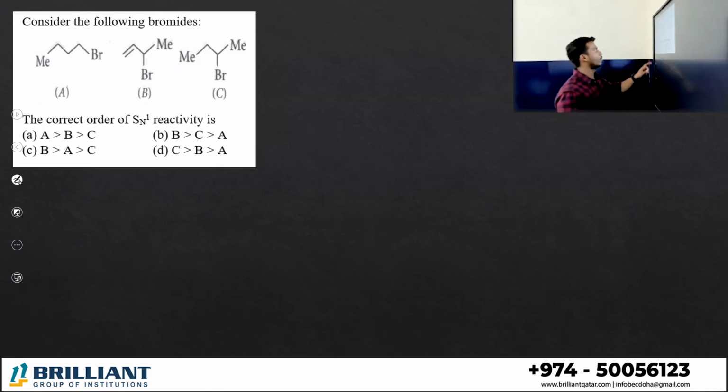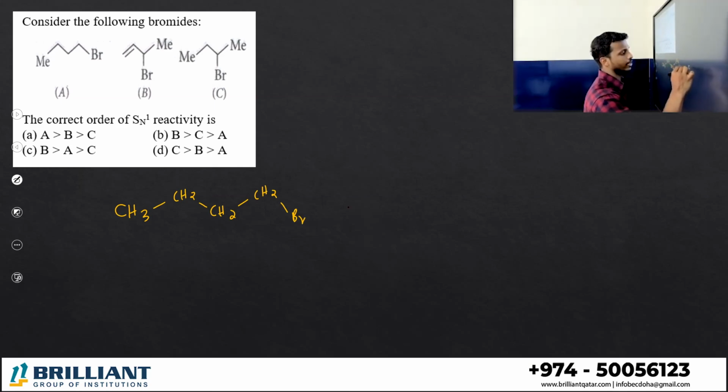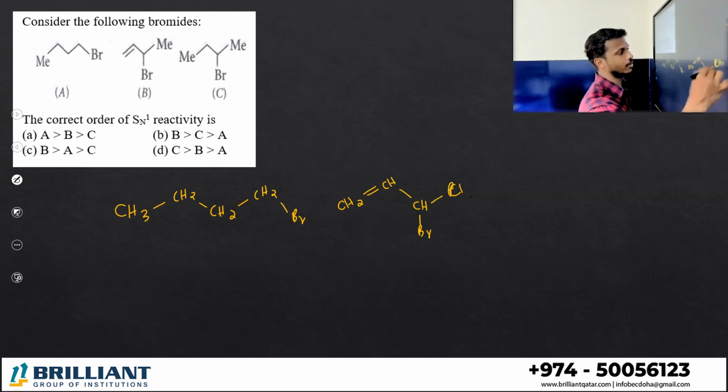Consider the following bromides. What does the Me group represent? Methyl group, CH3. So the first one, let me write it: CH3-CH2-CH2-CH2-Br. What is the second one? CH2=CH-CH(Br)-CH3.